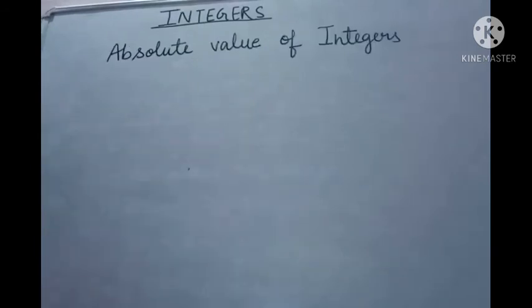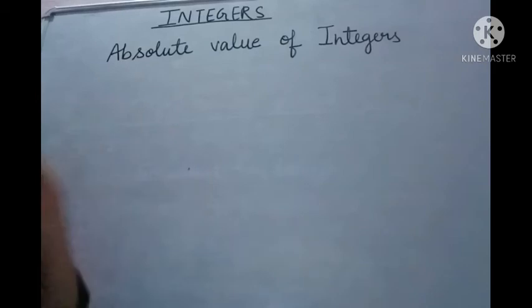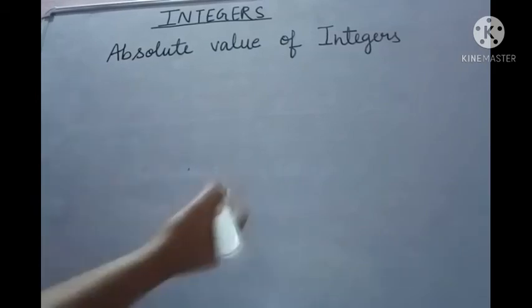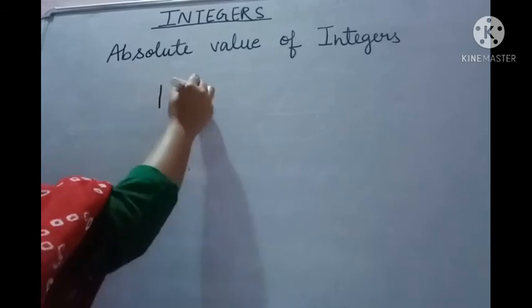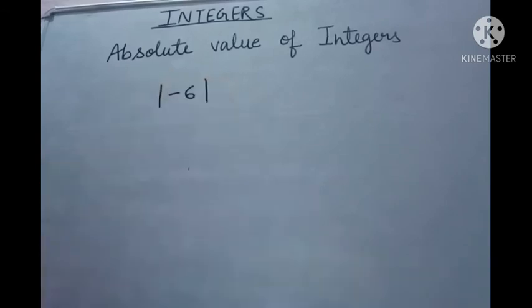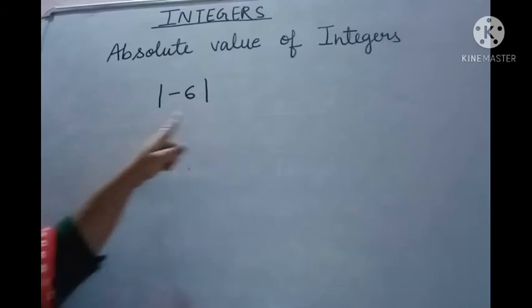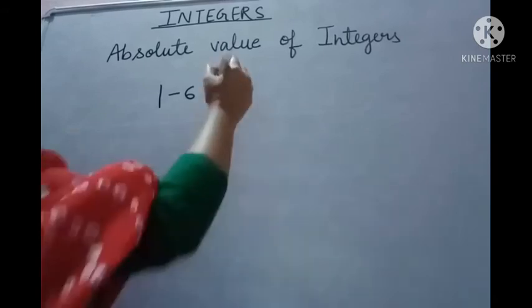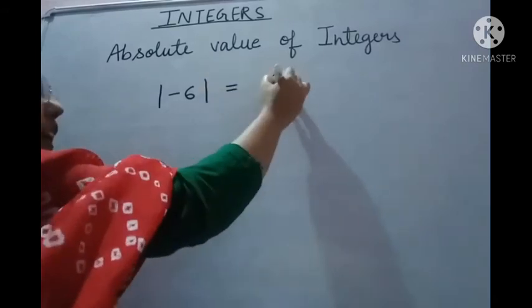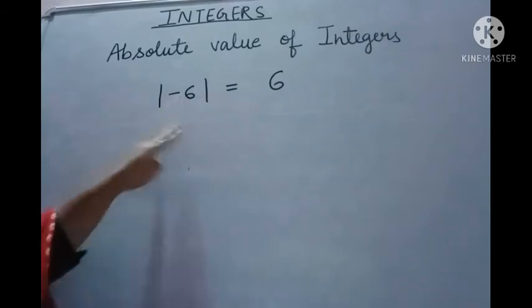Okay, now our next topic is the absolute value of integers. What is the absolute value? The absolute value of an integer is its numerical value regardless of its sign. Now let's see how it comes. Just in case you have -6 in the absolute, these two lines are known as the sign of absolute. So the absolute value of -6 is its numerical value without any sign, regardless of any sign.